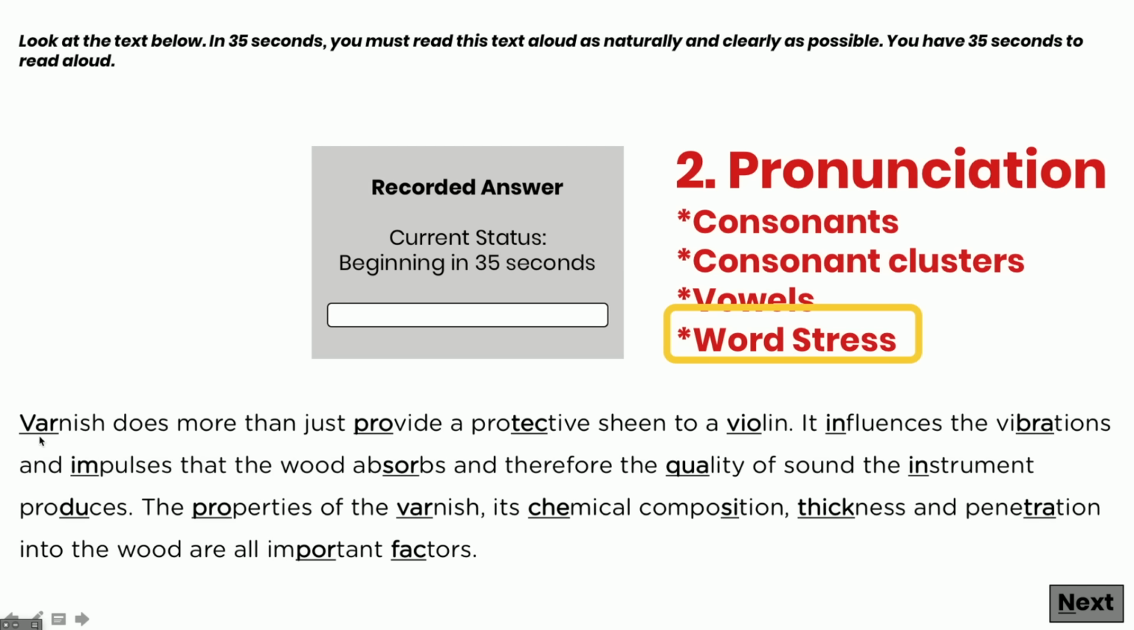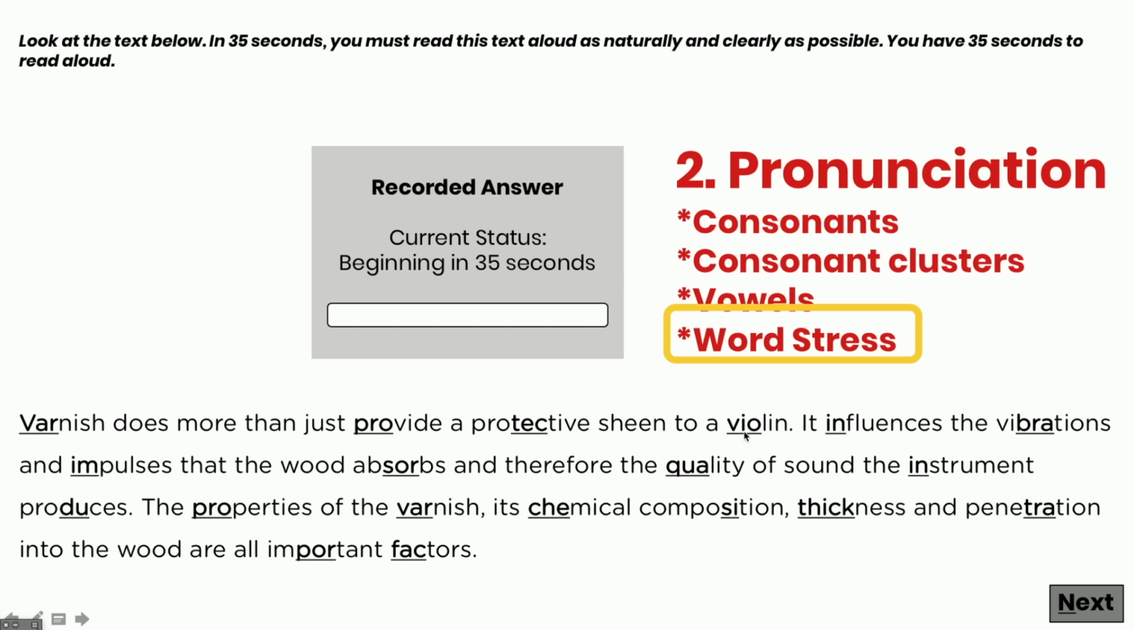Okay, so here I've highlighted or made bold and underlined the part of the word that requires emphasis or stress. As I said, varnish. It's not varnish, it's varnish. It's provide. Protective. Violin.